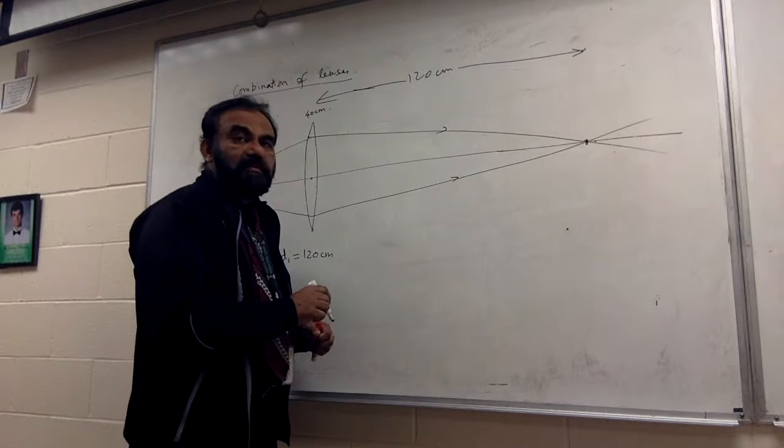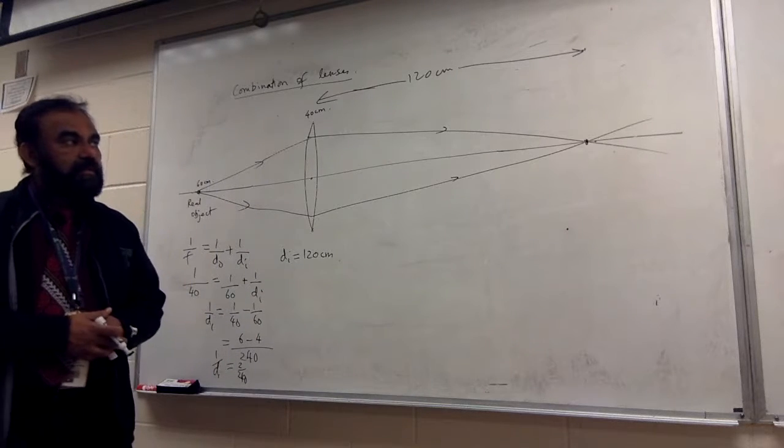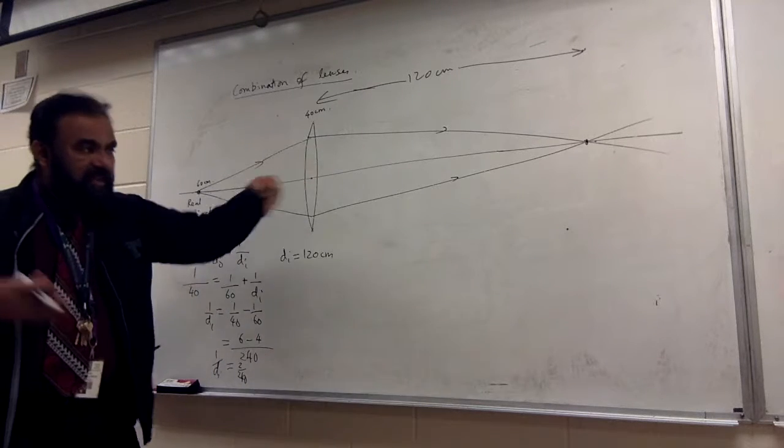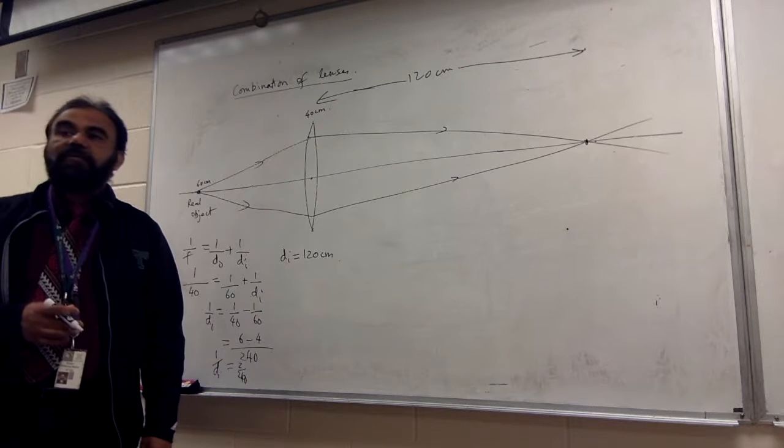Yes? How did you know it was real? Because it diverges in the beginning? No, it's real because those rays are actually meeting at that point. So if I put a screen there, I should get the image on it.